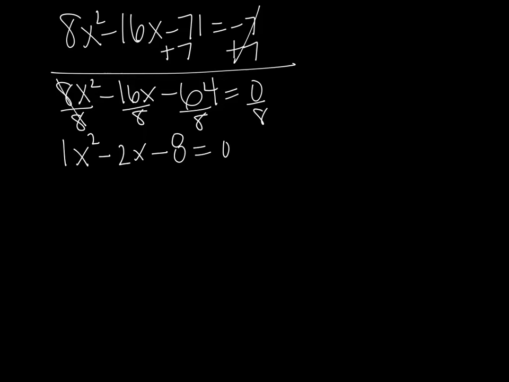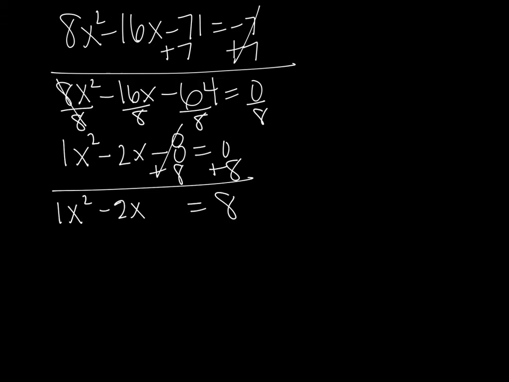Okay, so completing the square says you're going to move the C term. Which one is the C? The plain number, which is negative 8. If I move it across, what do I have to do to the sign? Change it. So I'm going to add 8 to both sides. That cancels. I'm left with 1x squared minus 2x equals 8.